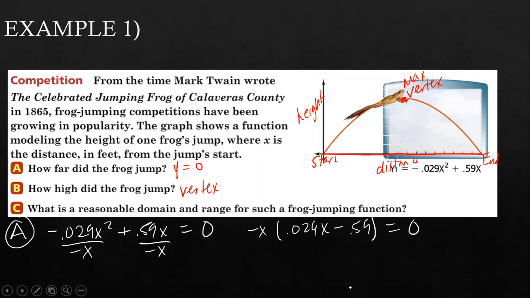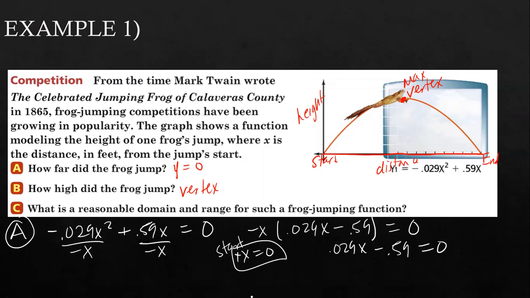After you've factored, whether it's GCF, simple, or complex, you then are going to take each factor and set it equal to 0. So we have negative X equals 0, and we have 0.029X minus 0.59 equal to 0. Well, this was pretty easy to solve, right? This is just X equals 0. And we know that because this is our start. We start on the ground. The frog started on the ground, or started at distance 0.